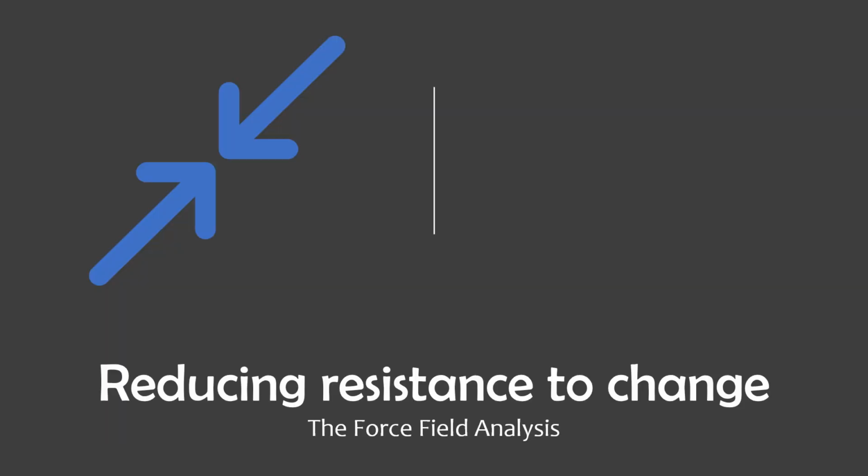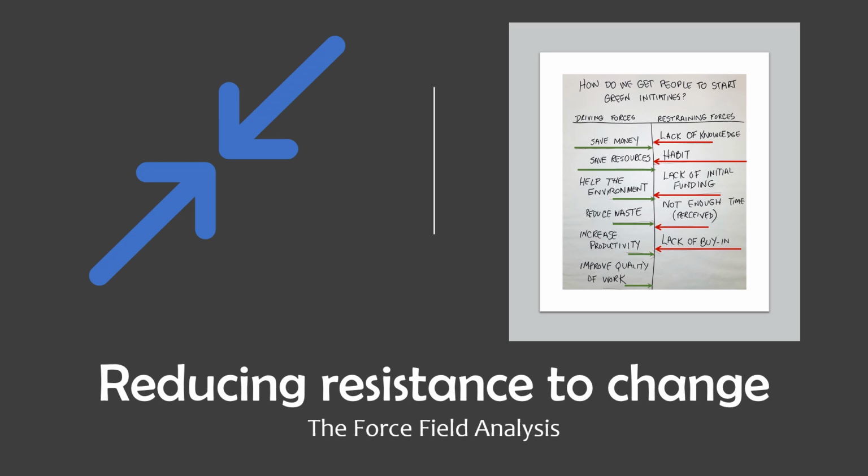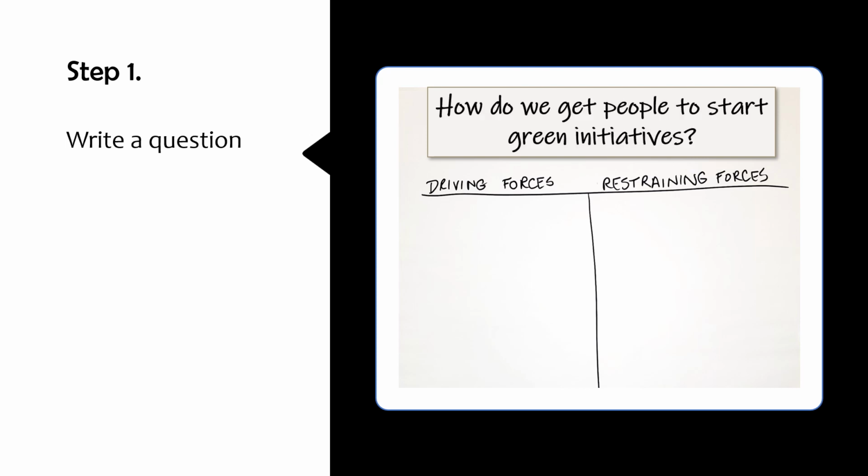The first step in creating change in an organization is to take a good look at the reasons for resistance to change that you may encounter. One of the best tools for doing that is a force field analysis, originally developed by Kurt Lewin. To do it, write a question on the top of a piece of paper or flip chart or a whiteboard, such as, what are the driving forces and restraining forces that can affect the changes we are trying to make?